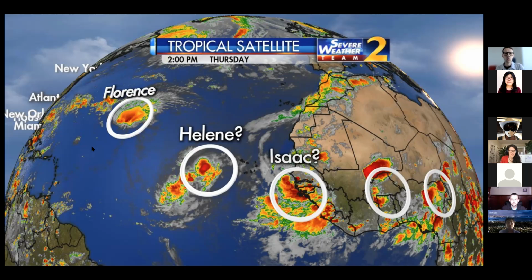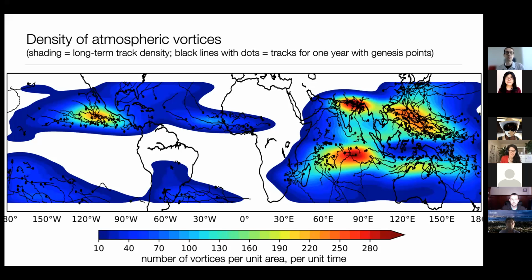Well, to answer that question, I want to zoom out first and present to you the density of atmospheric vortices globally. This is made from an observational data product that takes all the available in situ and satellite observations of the state of the atmosphere, its temperatures, humidities, winds, and assimilates those into best guesses of what the atmospheric state looks like.